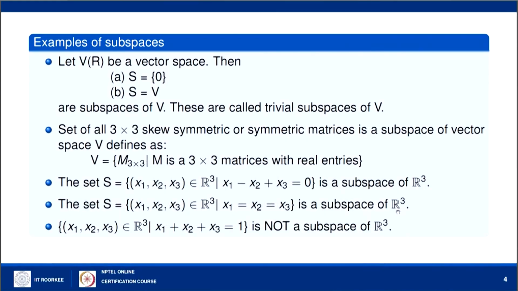Similarly, if you take any vector and multiply with a scalar, let us say a, it will be (a x1, a x1, a x1), so all three components will be equal. So, all the properties hold for this particular example also. Now, come to the last one: the set of (x1, x2, x3) belonging to R3 with x1 plus x2 plus x3 equals 1 is not a subspace of R3.